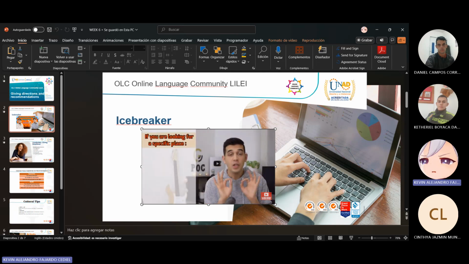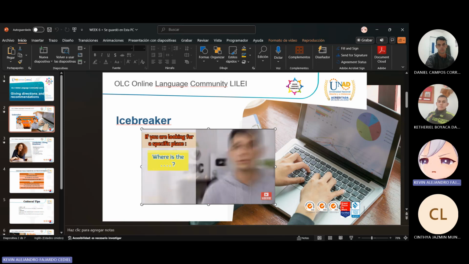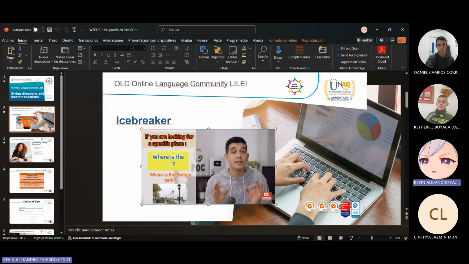However, if you are looking for a specific place, you can use this question: Where is the ...? And in the blank, you say the name of the place. For example, where is the Battery Park? Or where is the Rockefeller Center? You can also use this question: How can I get to ...? How can I get to St. Patrick's Cathedral? Or how can I get to the public library?